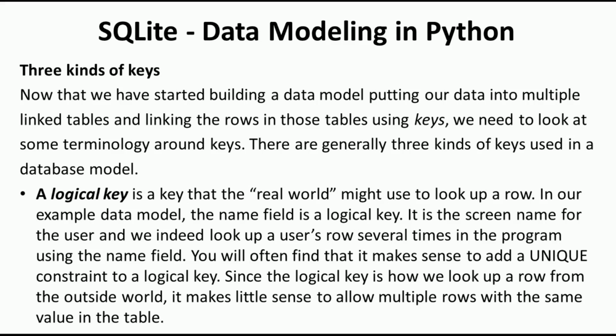To avoid that particular thing, we need to add something called a primary key, and then something called foreign keys, and then we need to establish the relationship between those two things over there.